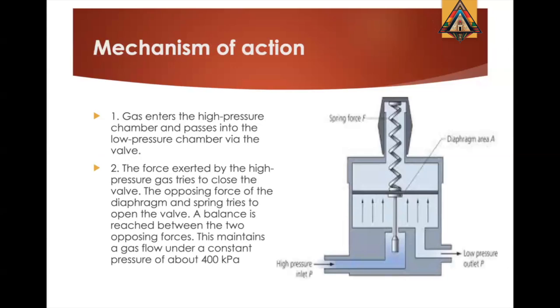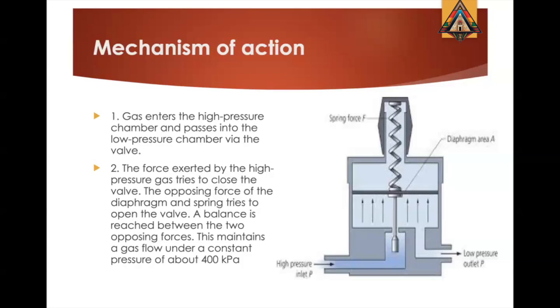So the high pressure inlet will raise the diaphragm, and then the pressure with the desired low pressure will come from the outlet. You control how much of that will leave based on the spring force you apply on the upper component.